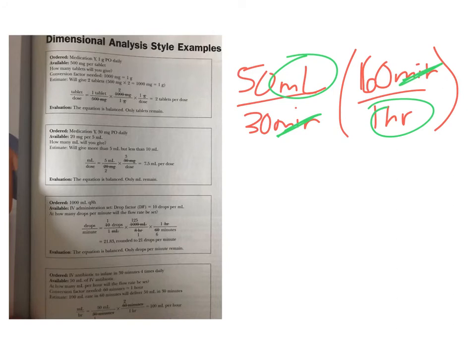So I can go ahead and multiply straight across. 50 times 60 would be 3,000. Down at the bottom, 30 times 1 is 30, and 3,000 divided by 30 would be, did I do that right? Yeah, would be 100.